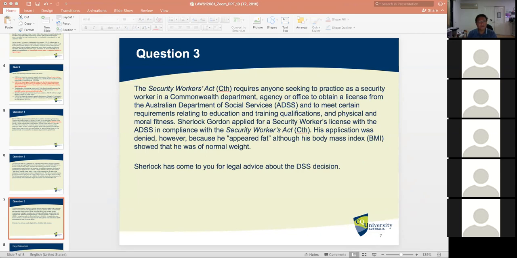I think the question actually says his body mass index, BMI, showed that he was within normal weight. I don't know whether this is the requirement under the guideline of the Act, but if his BMI is within the normal range, it cannot be a reason. And what it says in the question is that he appeared fat. The appeared fat is just the appearance of the person. Making a judgment or decision based on the person's appearance is not right.